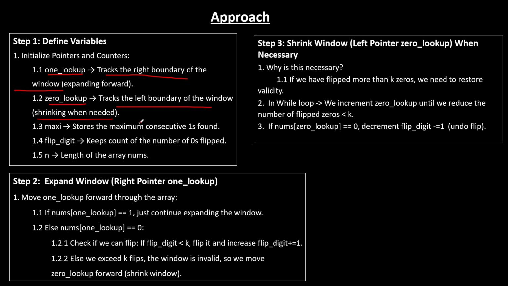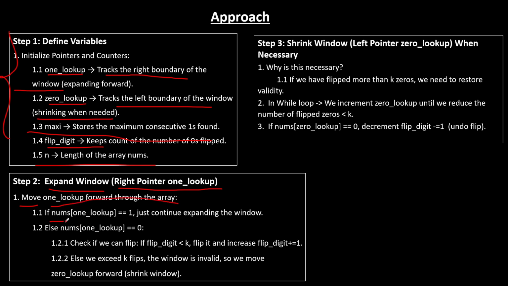When we are out of k, we try to shrink the subarray, right? In that case, we will be using zero lookup. Now, maxi will be storing the maximum consecutive ones found till now, and flip digit is basically flipping the count of 0 to 1. And this stores the length of the array nums. These are the variables which we will be declaring. Now, step 2 is expanding the window with the help of the one lookup pointer. This is the right pointer basically. So, moving one lookup forward through the array.